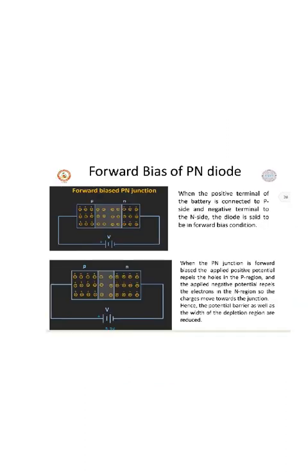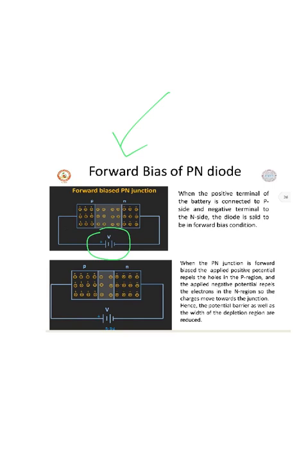What happens when it is forward biased? First thing you need to know is what is forward bias of a PN junction diode. So here you have a P and N. The diode has been connected to a supply here. When the positive of the battery is connected to the P-type and the negative terminal to the N side, the diode is said to be forward biased.